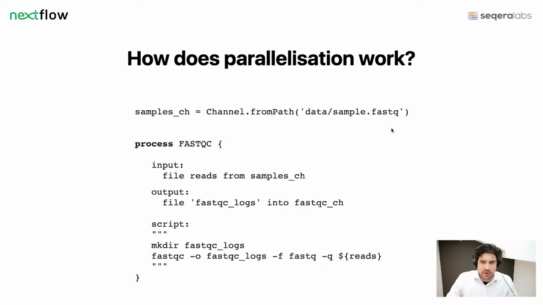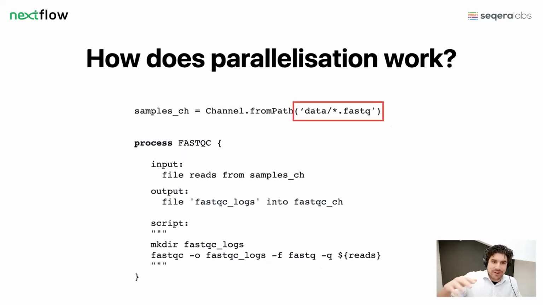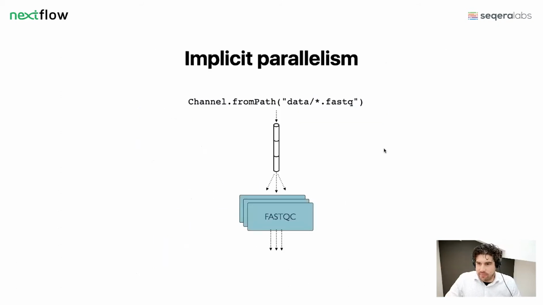If I then change that and say my sample channel now contains all of the files in that directory, so anything which matches .fastq, the FastQC process would run as many times as there were files. Each file would be an element in that channel. FastQC is sitting there waiting, this is the process, and on each element fired off from that channel it would create a task of FastQC. This is how that parallelization kicks off and runs. Here's another visualization of that, where each file becomes an element in that channel, kicking off FastQC.